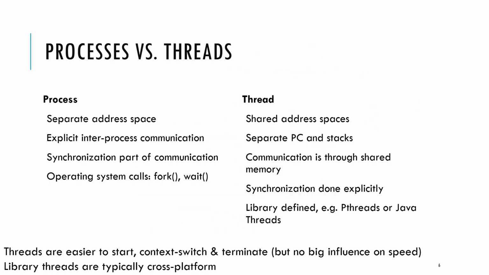So just to recall quickly the similarities and the differences between processes and the threads. We have already talked about this in the part about Java multi-threading. With multiprocessing, you create multiple processes using a fork routine, and eventually you can let one of the processes wait for the execution of the others using the wait routine. So you have explicit inter-process communication, and the synchronization is part of that communication.